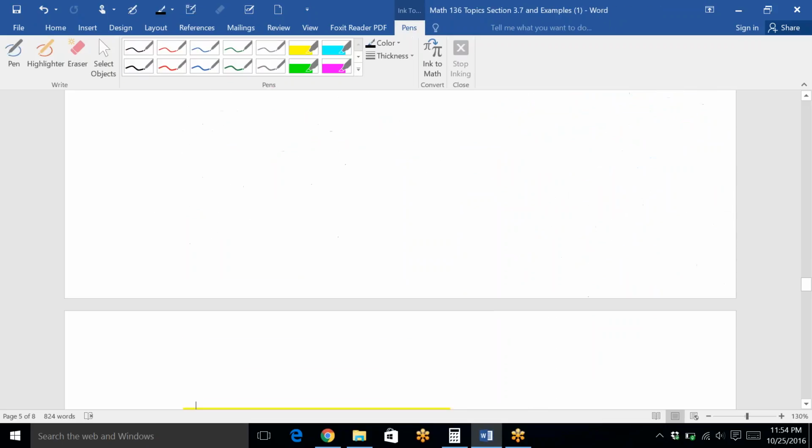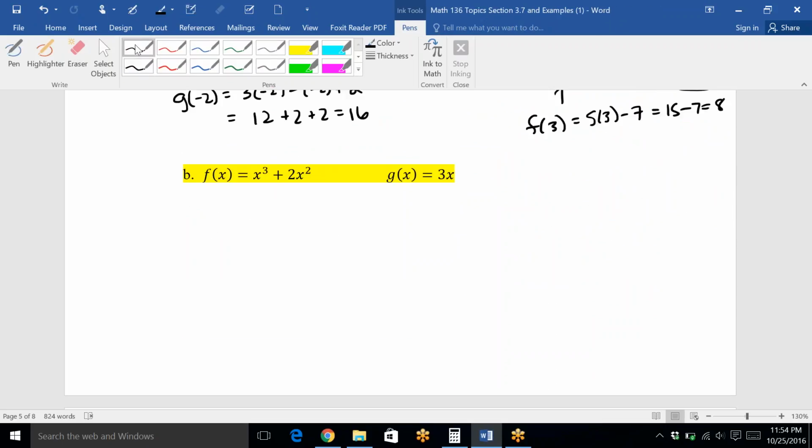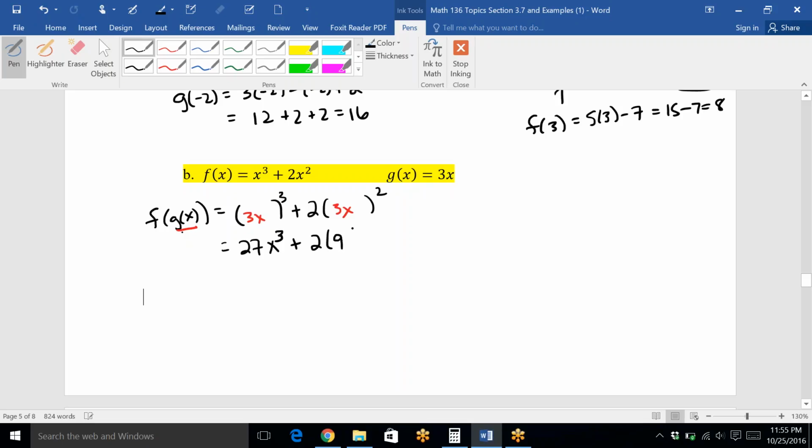We want to do the same steps for B and then C. So f of g of x, we're going to find that first. That means write f as a shell, plug g into it. So that would be 3x and 3x. Work out the powers. So 3 cubed is 27, x cubed is x cubed, plus 2, 3 squared is 9, x squared is just x squared. This would be 27x cubed plus 18x squared. G of f of x.